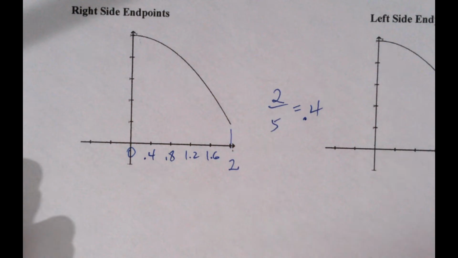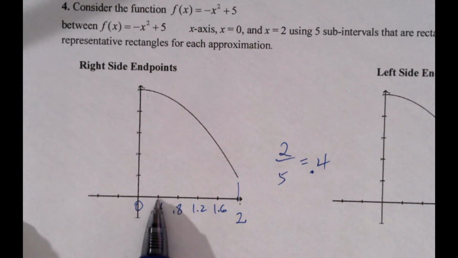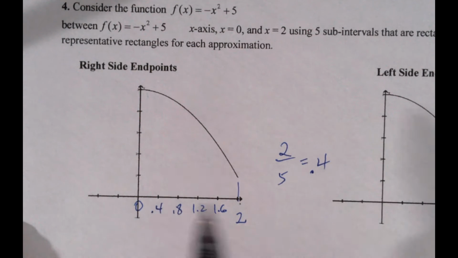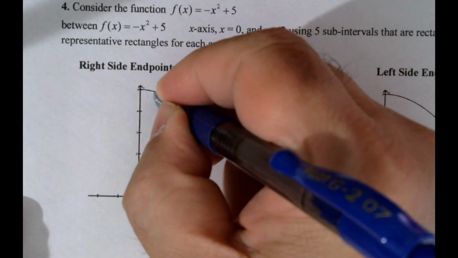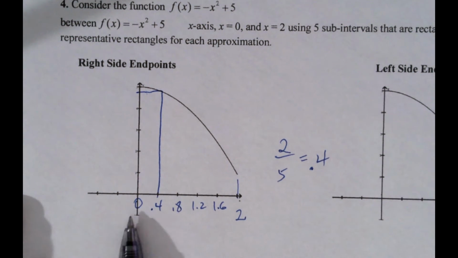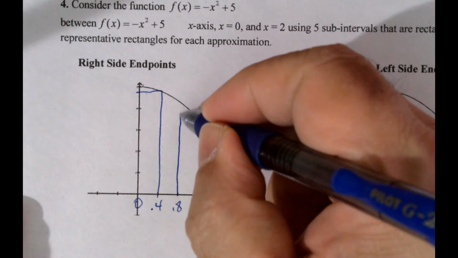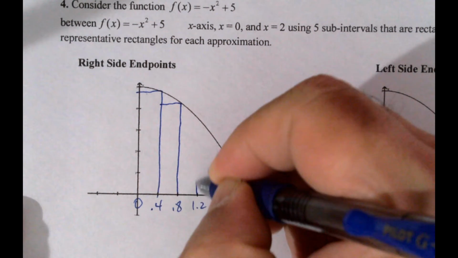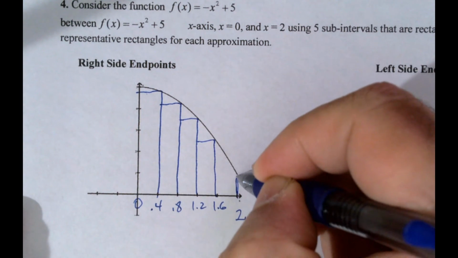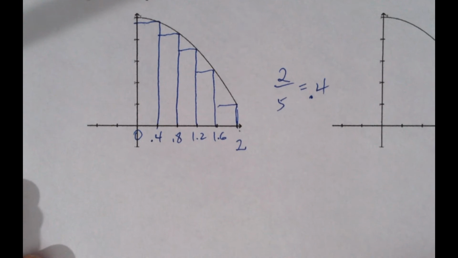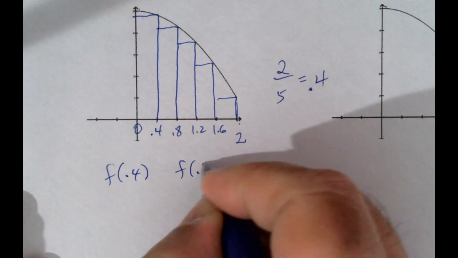is 2. All right. Now, when it says right side endpoints, we're talking about each of these subintervals. We want the right side of that. What we're doing is we're going to go up to the function, stop at the function, and that's going to be the height of the rectangle we're using. Each of these rectangles has a uniform width of 0.4, but the height is going to be determined by the right endpoint substituted into the function. So we're going to substitute into the function these right endpoints. That means I want to know what is f of 0.4 and f of 0.8, etc.